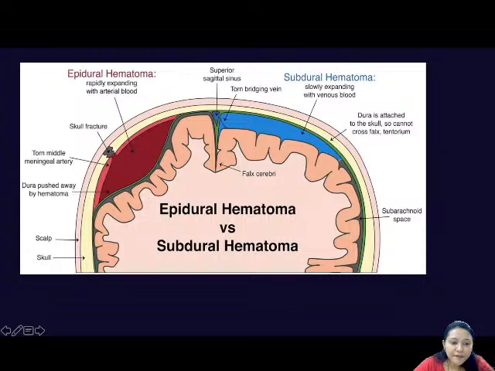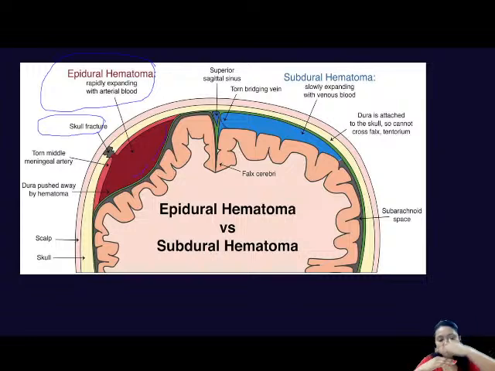Okay, now there is something about the epidural hematoma and subdural hematoma. In the epidural hematoma, there is a skull fracture. The blood will accumulate above the dura. Epidural hematoma, the blood will accumulate above the dura and it is going to push the dura away from the hematoma. That is about epidural hematoma. What about subdural hematoma? The subdural hematoma is below the dura. Subdural means below the dura. So it is below the dura and the blood will expand like this.